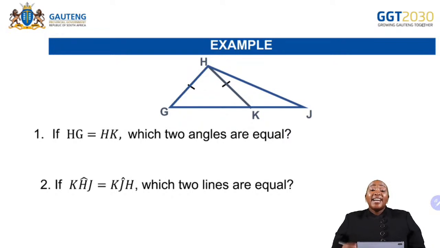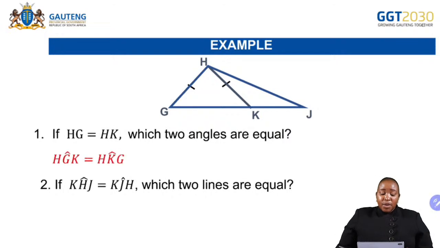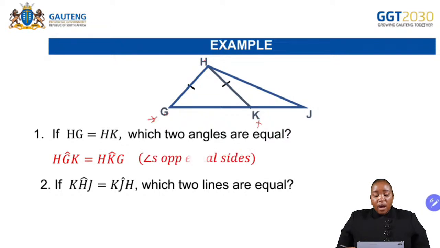Yes, it's an isosceles triangle. And what do you remember about an isosceles triangle? The angles opposite the equal sides will be equal to each other, right? So angle HGK, do you see angle HGK? This angle here will be equal to angle HKG, which is this angle there. Okay, I'll mark them for you again.